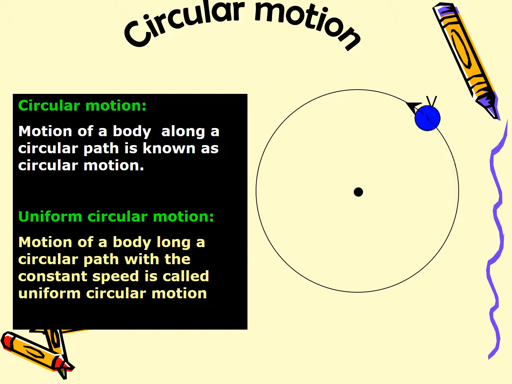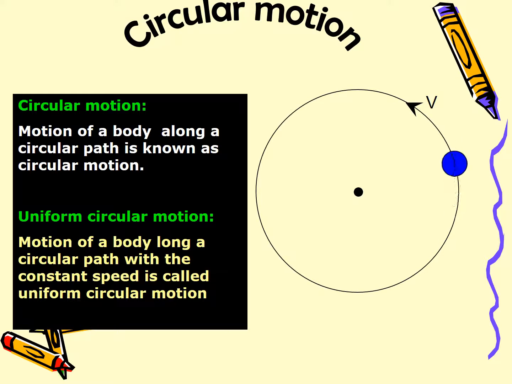If a body is traveling along an arc of a circle, it is in circular motion. It is not necessary for a body to trace the whole path of a circle. If it is traveling along an arc or a part of a circle, it is in circular motion.